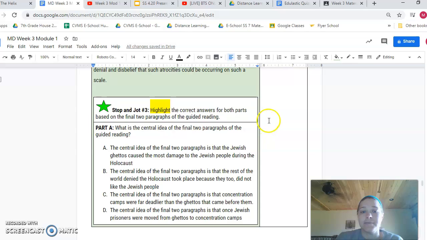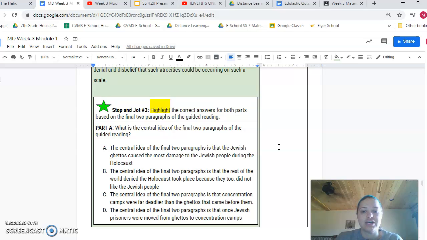Question number 3. Highlight the correct answer, so choosing one of these. Part A. What is the central idea of the final 2 paragraphs of the guided reading? A. The central idea of the final 2 paragraphs is that the Jewish ghettos caused the most damage to the Jewish people during the Holocaust.